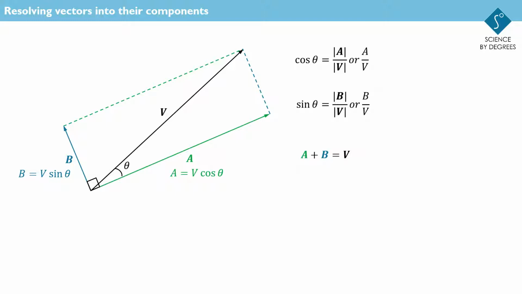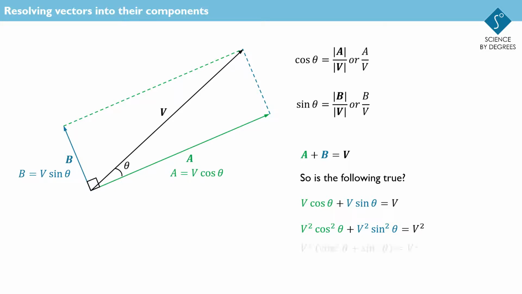Finally, just a point worth making, we have said that A plus B equals v. Does this mean that v cos theta plus v sin theta equals v? No, it doesn't. Just because the vectors add, it doesn't mean that the magnitudes of their components do. In a way, the components do add, but that way is using Pythagoras. So the square of the magnitude of A added to the square of the magnitude of B gives the square of the magnitude of v. And you'll see here this works out if you know the trigonometric identity that cos squared plus sine squared equals 1.